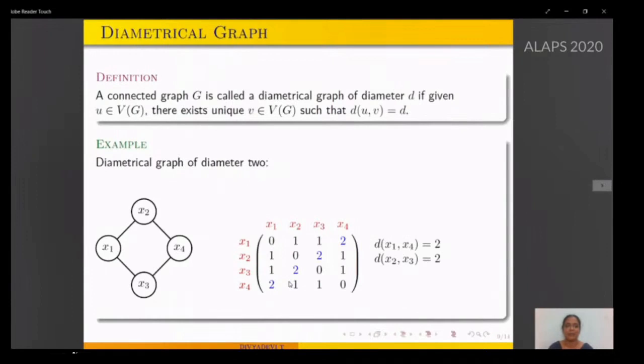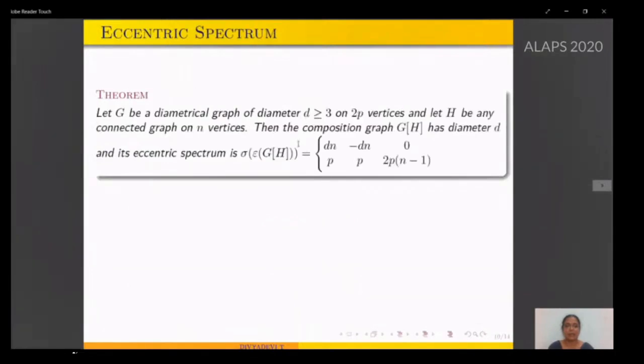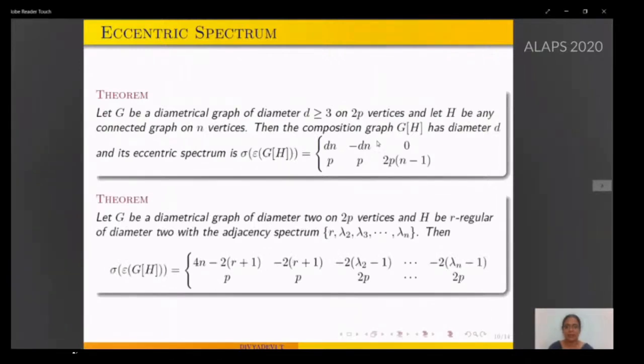The next result gives the eccentric spectrum of the composition of a diametrical graph and some connected graph. The proof is quite simple. When you compute the eccentricity matrix of G composition H, it looks like a tensor product of two matrices. By using some properties of the tensor product, we can deduce this result. The next theorem is obtained from the previous one by asking what happens if the diameter is less than or equal to 2. In fact, this result gives the relation between the eccentric spectrum and the adjacency spectrum.